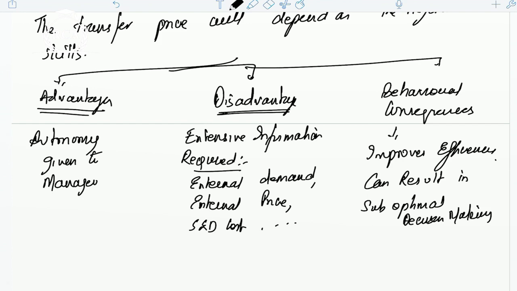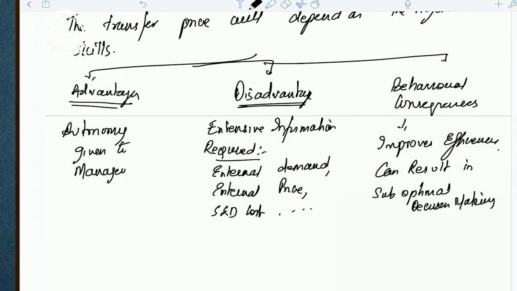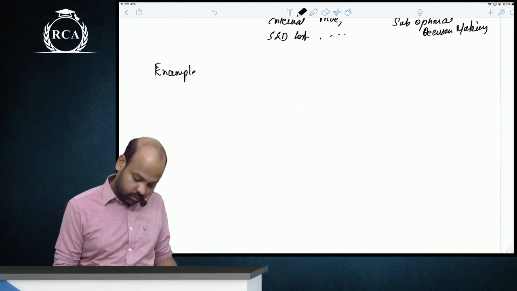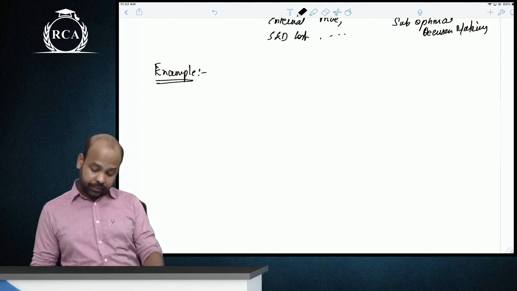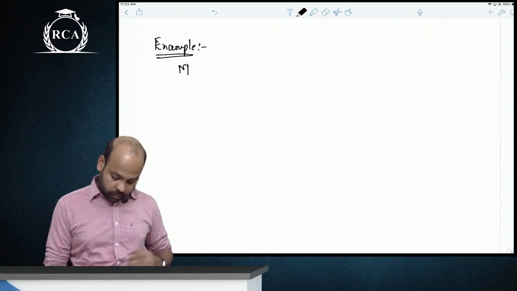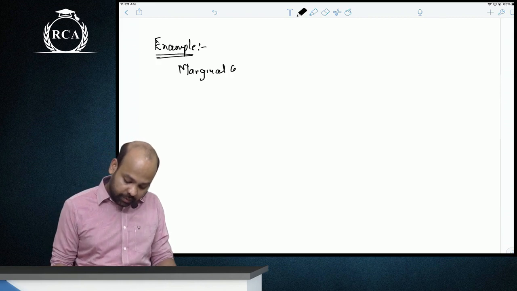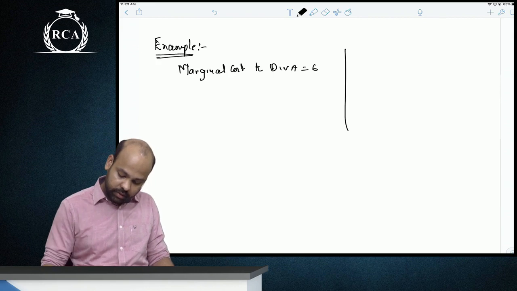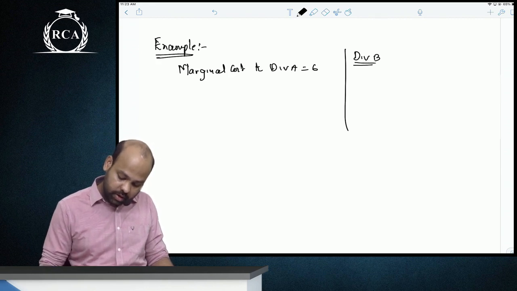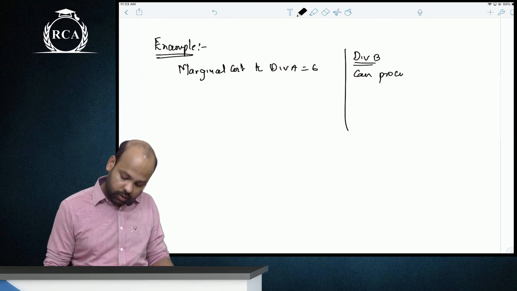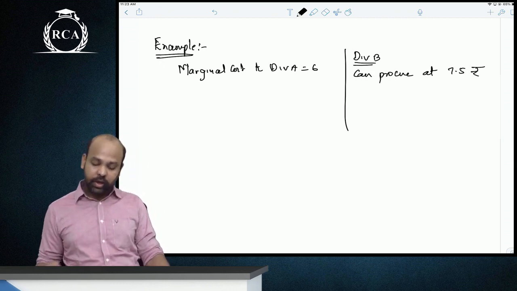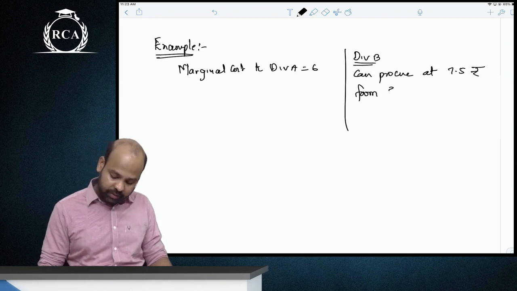Here we will write an example to prove the behavioral consequence point. What is that example? Say the marginal cost, the incremental cost, to Division A is 6 rupees. Division B can procure at 7.5 rupees from the external market.